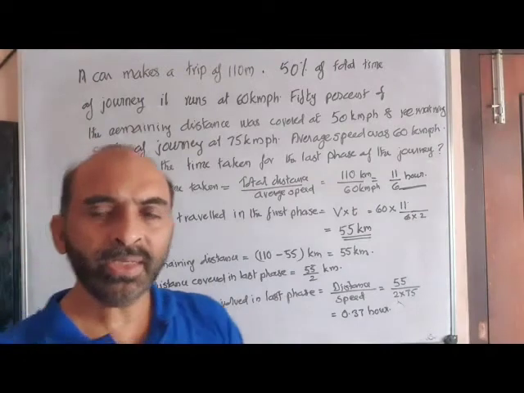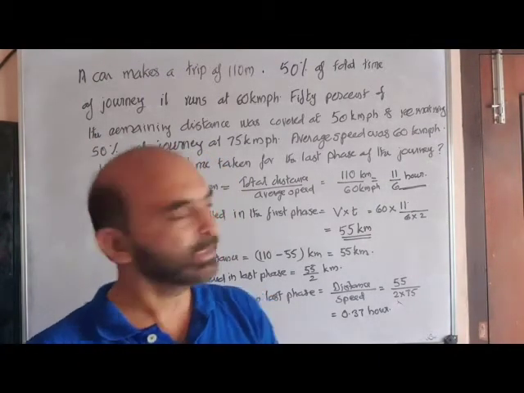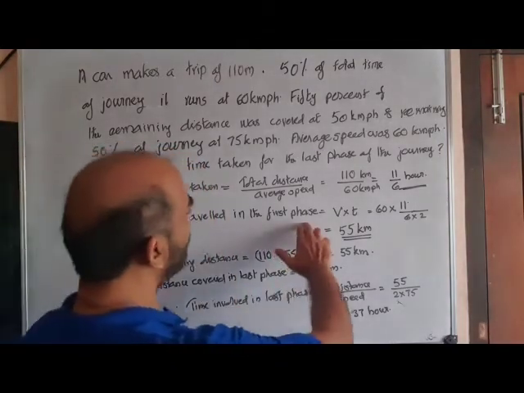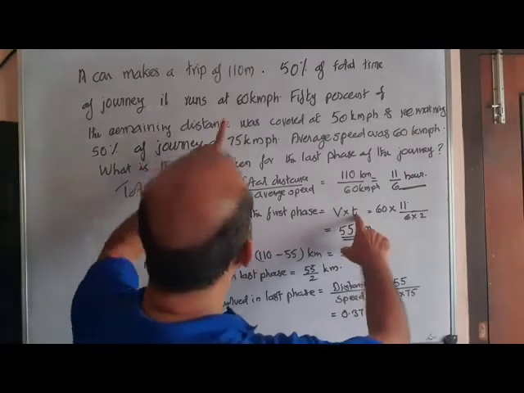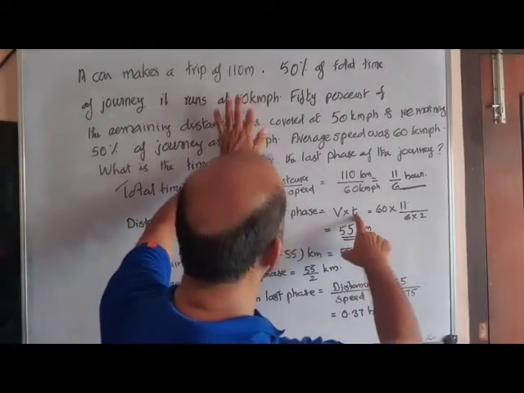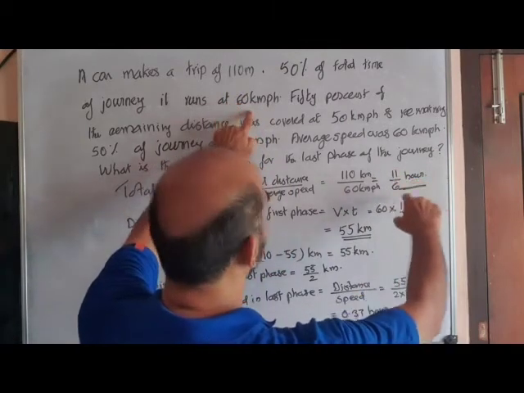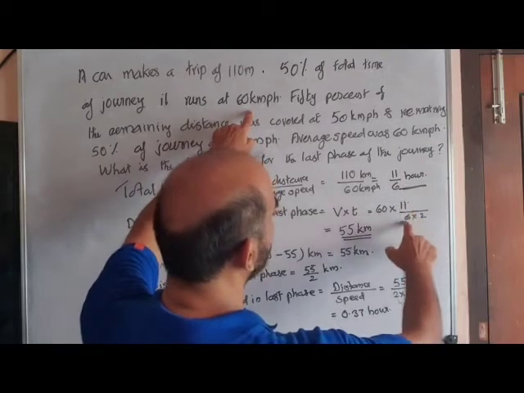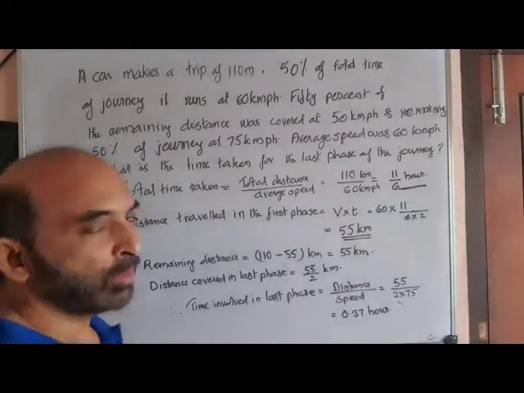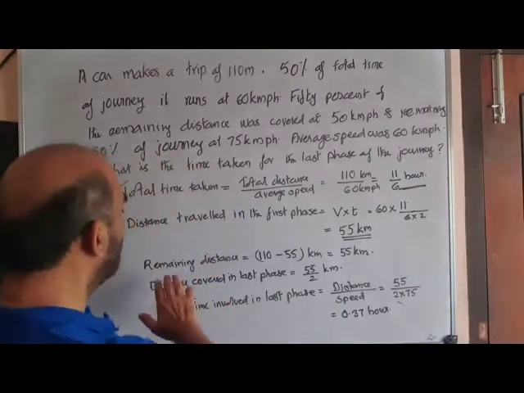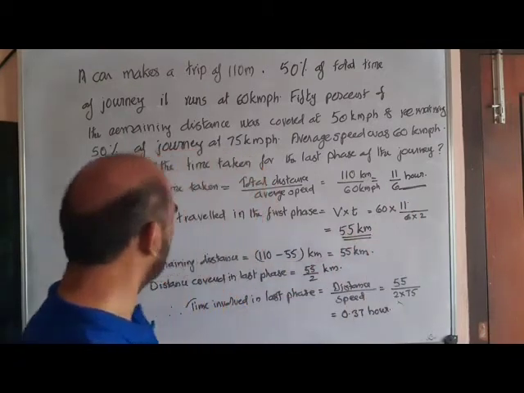Now we can calculate distance traveled in the first phase. Distance traveled in the first phase is equal to velocity of that phase into time. Velocity is 60 kilometer per hour and the time is half of this time. So 60 into 11 by 6 into 1 by 2, 55 kilometer. Now how much kilometer is remaining? Remaining distance 110 minus 55, another 55 kilometer.